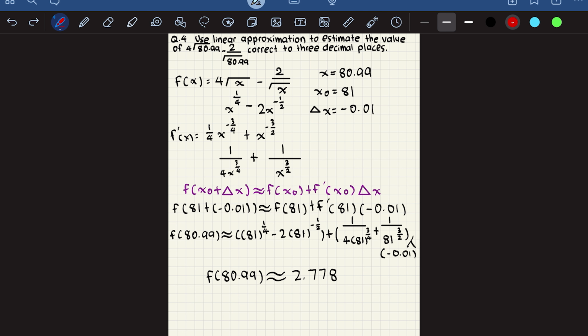First, we'll find f(x) for each of the function given. We'll substitute the value of 80.99 with x. Then, we will get 4 square root of x minus 2 over square root of x. We'll simplify each of these functions. We will get 4 x to the power of 1 over 2 minus 2 x to the power of negative 1 over 2. Then, we'll need to differentiate each of these functions in our f prime. We'll bring 1 over 4 in front of x and we'll minus it by 1. We will get 1 over 4 x to the power of negative 3 over 4.